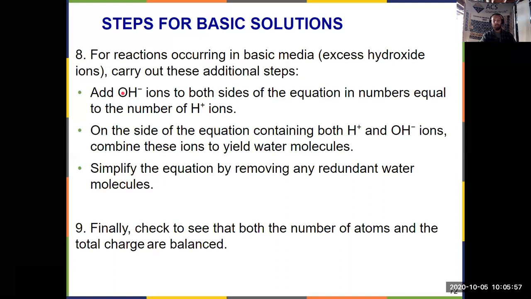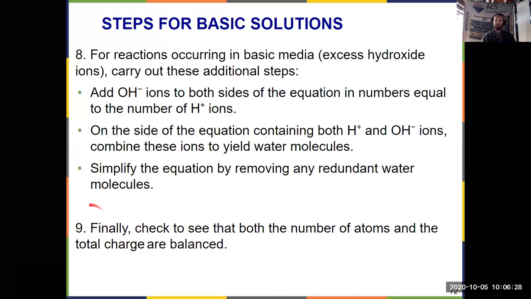Okay. But then, remember from the previous video, H+ comes from acids. So we can't have any extra H+ in our final answer if it's in a basic solution. So we add enough OH- on both sides of the reaction to equal out our H+. Then those H+ and OH- come together to form H2O, and then we'll have some extra OH- on one of the sides, whichever one didn't have the H+. Okay. Then if you've made any extra waters, you simplify that again.